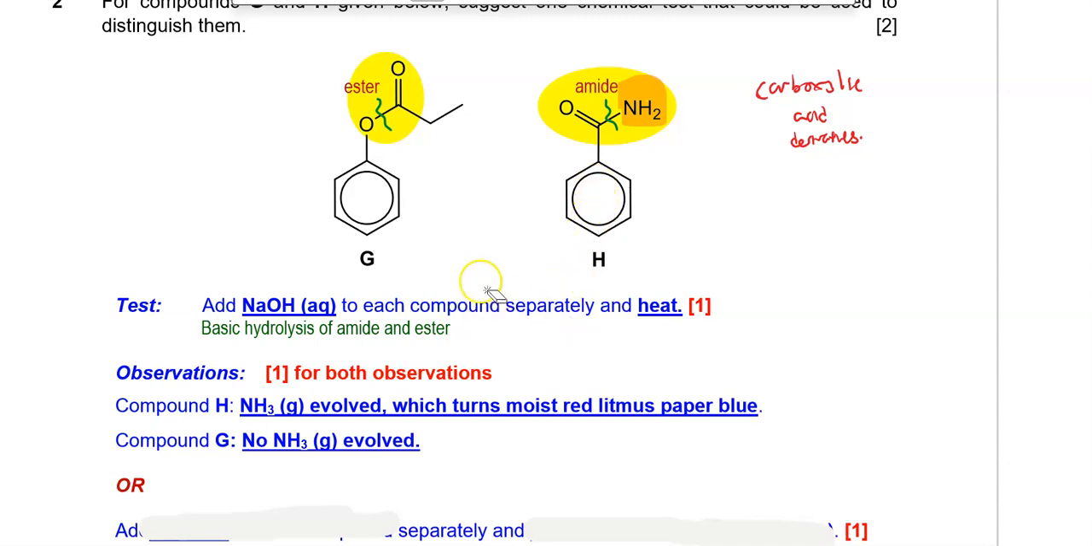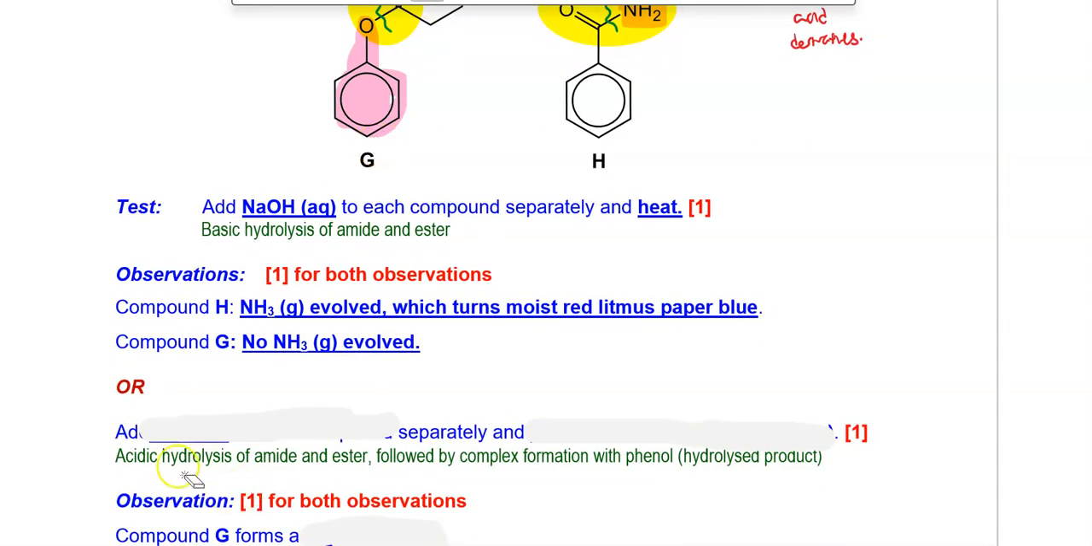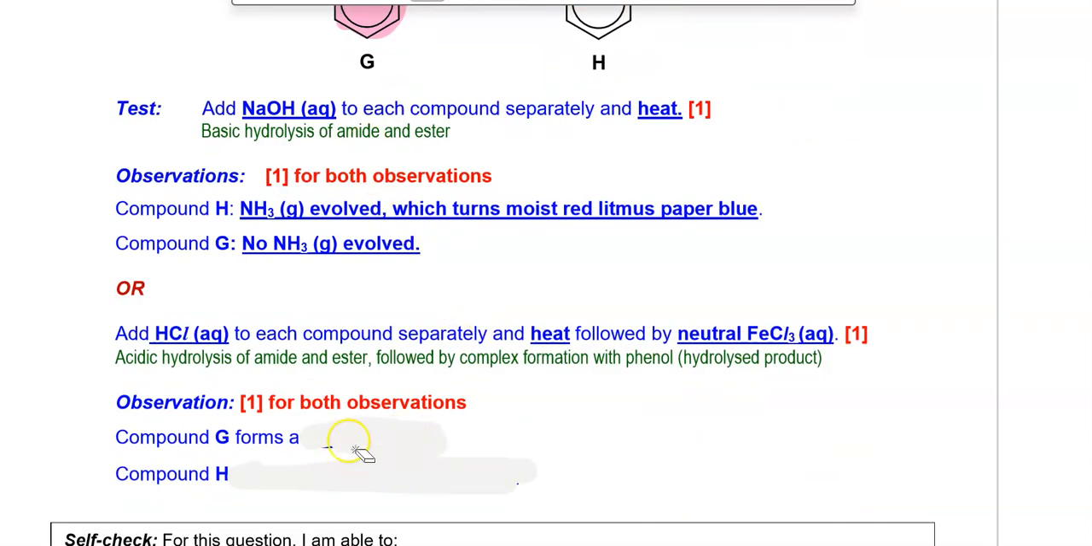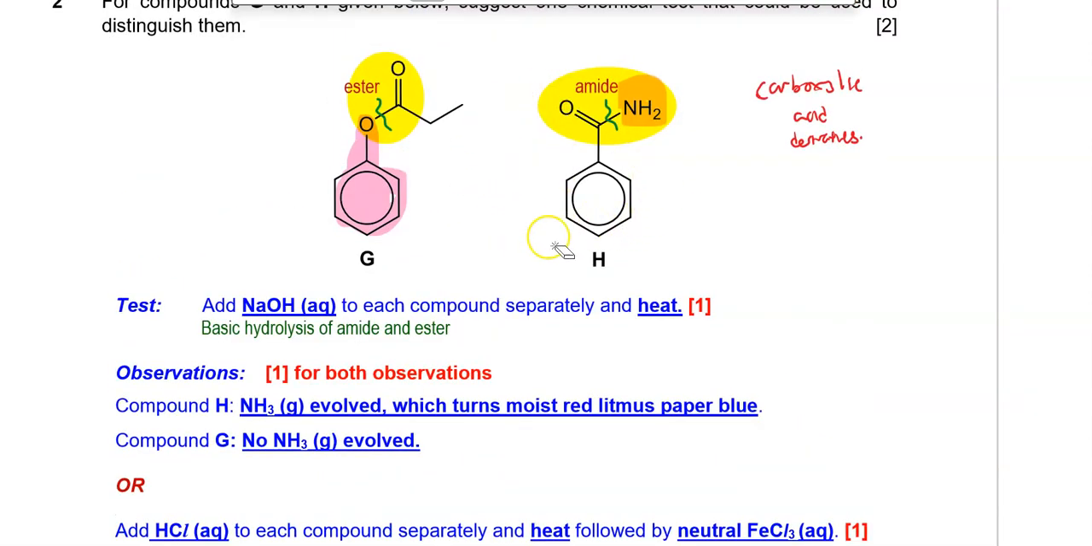Okay. Another way of looking at it is to consider breaking the ester C-O single bond during hydrolysis, and we test for the resultant phenol functional group, C6H5OH. But in this case, to get a phenol, I need to have an acidic hydrolysis. So I use HCl aqueous and heat, followed by adding neutral iron(III) chloride to test for the violet complex for compound G. In H we won't get a phenol, you will get a benzoic acid over here.